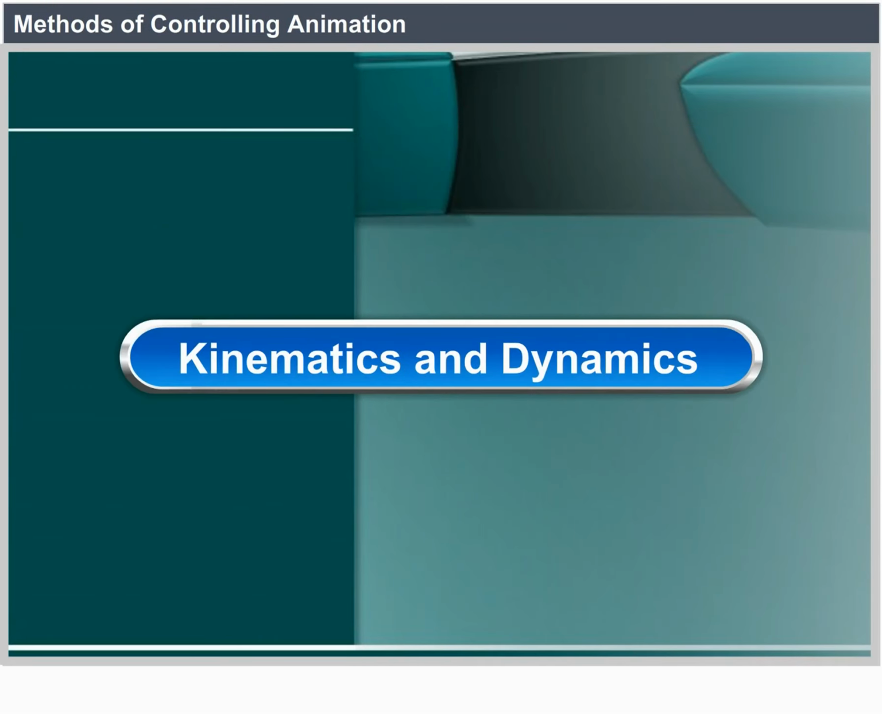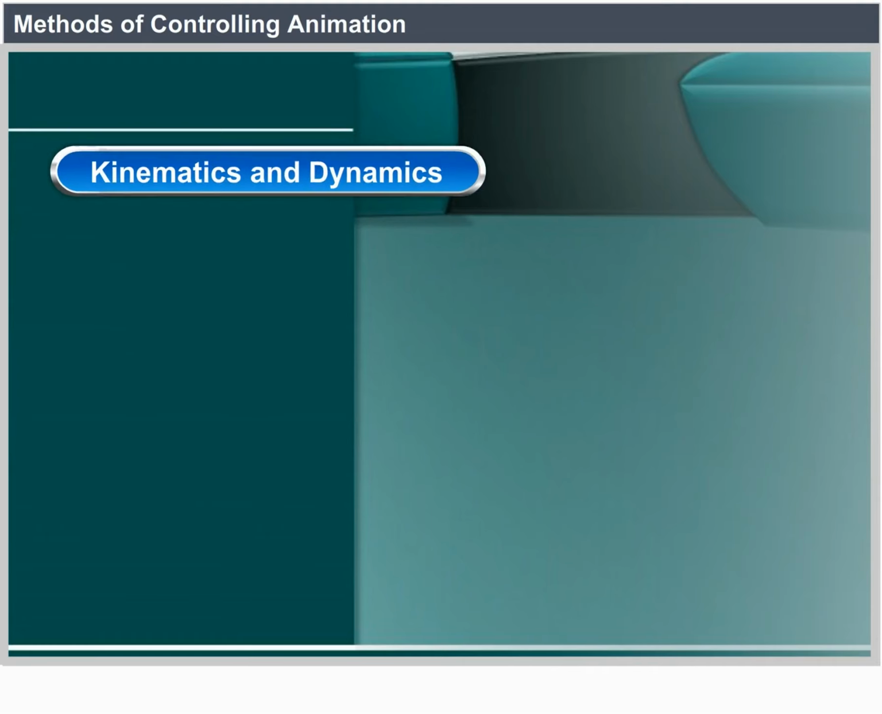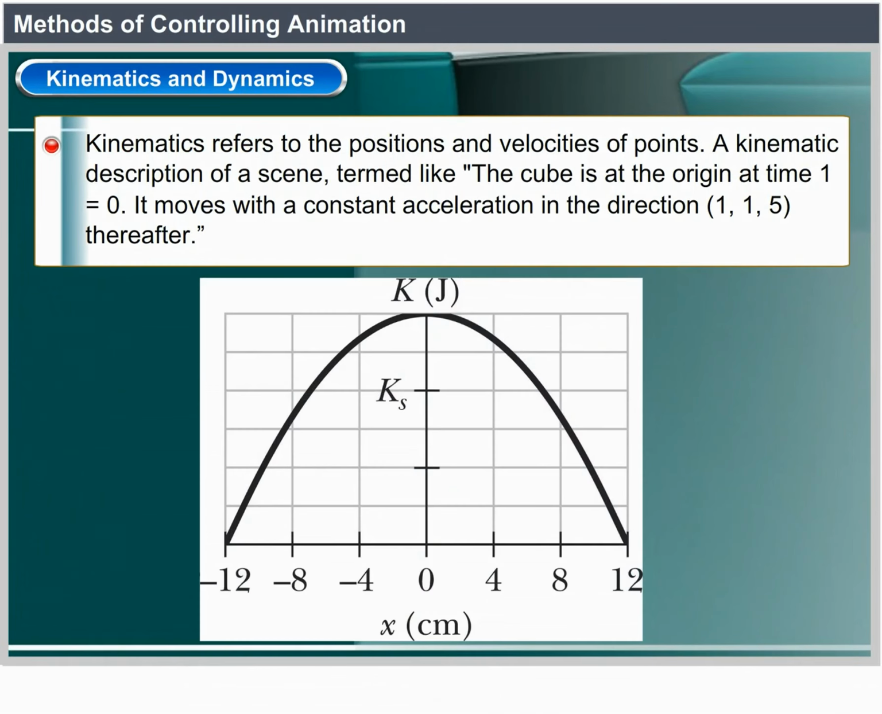Kinematics and Dynamics. Kinematics refers to the positions and velocities of points. A kinematic description of a scene, for example, might say the cube is at the origin at time t equals 0. It moves with a constant acceleration in the direction (1, 1, 5) thereafter.